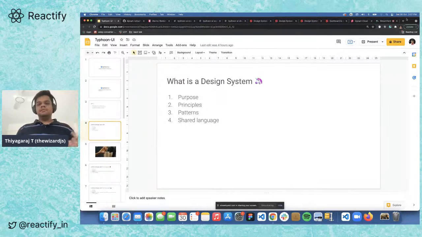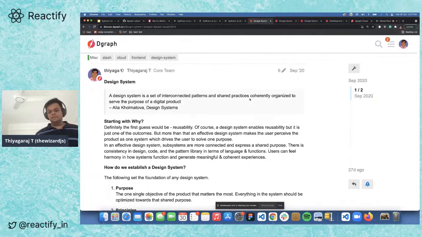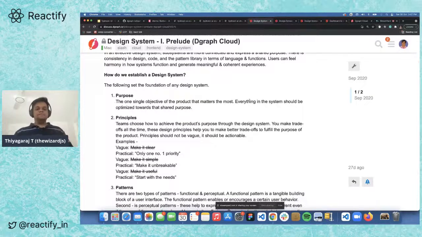We said, hey, come up with a design system, and we try to give a justification: why a design system, and how do we go about a design system. So last year, around September, I think we came up with this small document to understand why we are doing this and how we do this, right? So these are the first four things which we thought about.